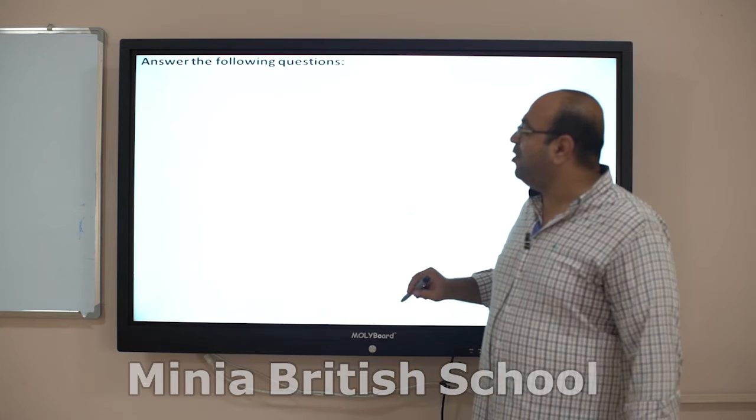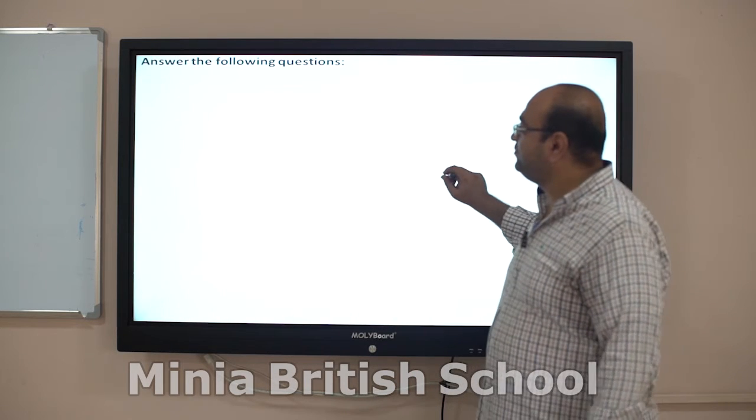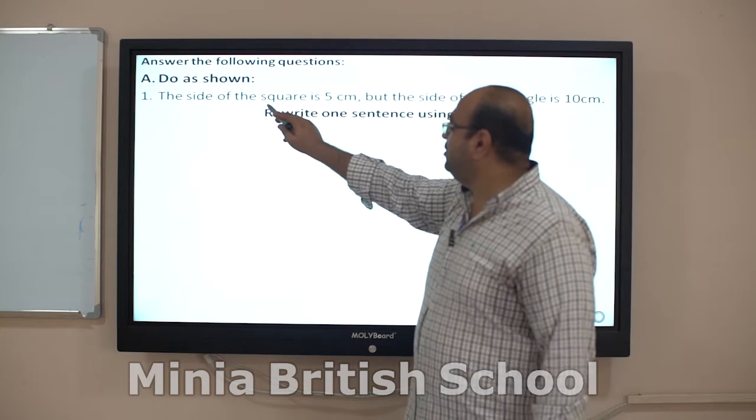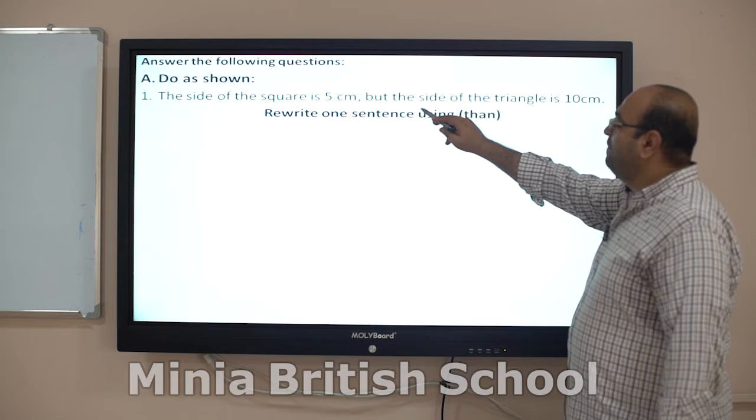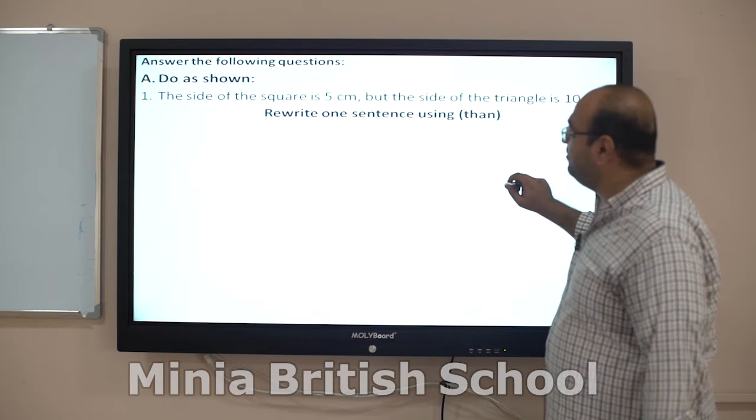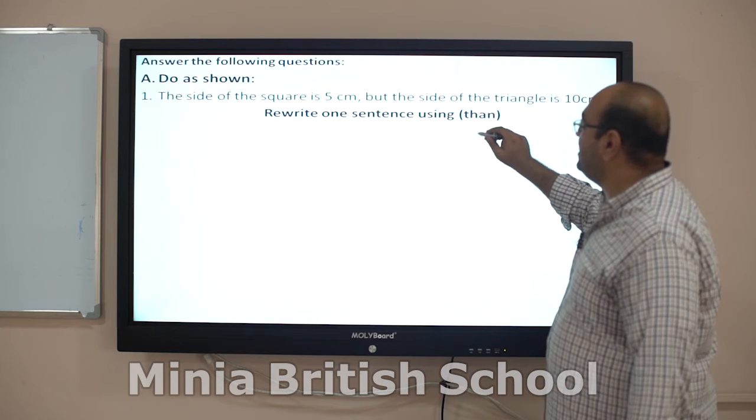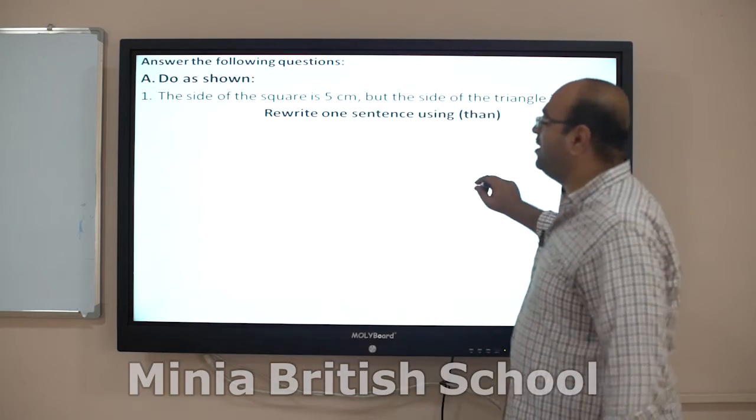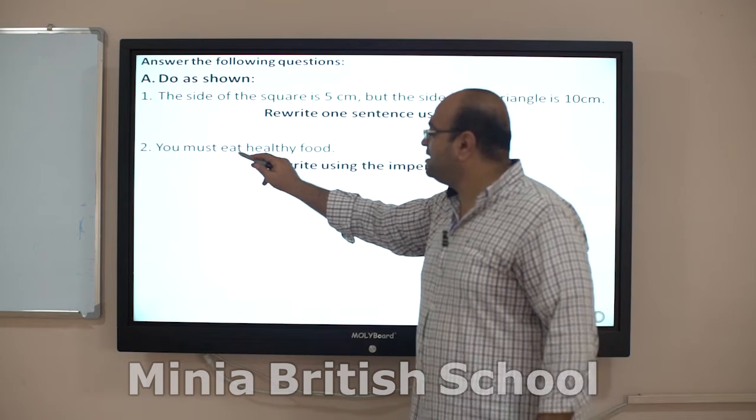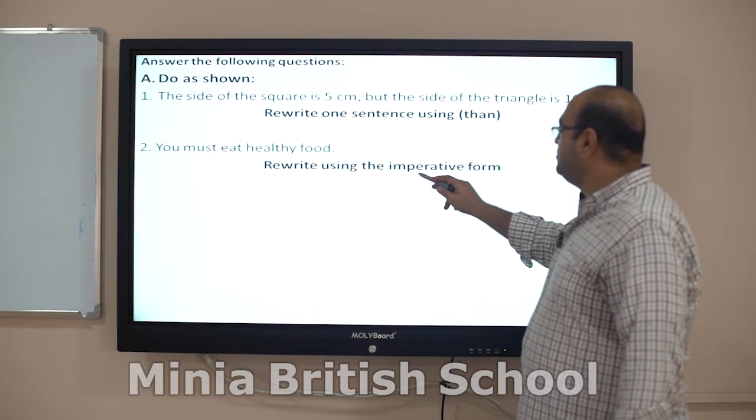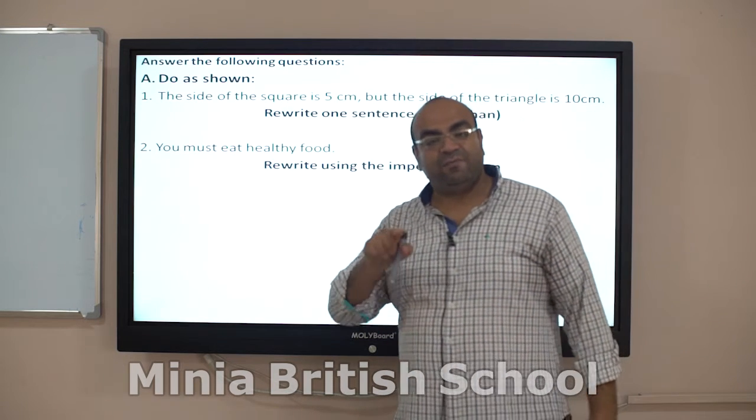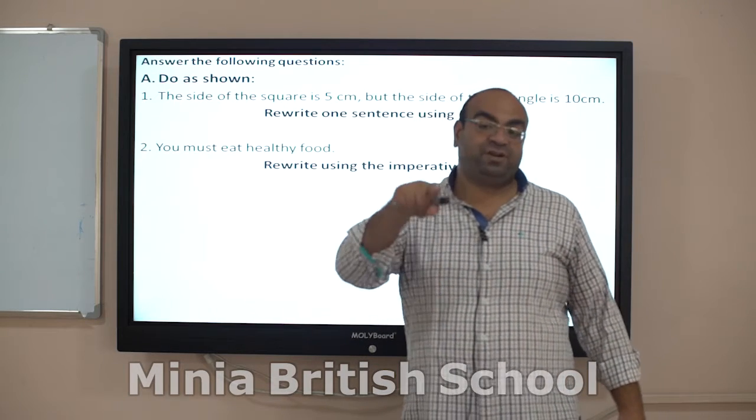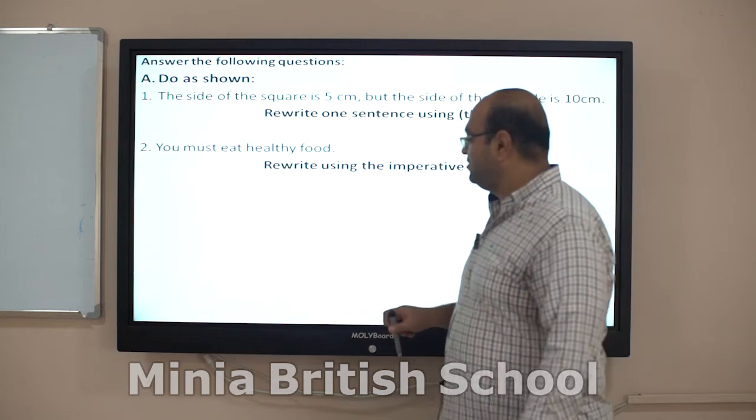Now we go to the next part, which is the questions. First, we start with do as shown. The side of the square is 5 centimeters, but the side of the triangle is 10 centimeters. I need to rewrite in one sentence using than, so I will compare. Good job. The second one, you must eat healthy food. Rewrite using the imperative form. Every time we made a game, I started with the verb because I'm telling you instructions.